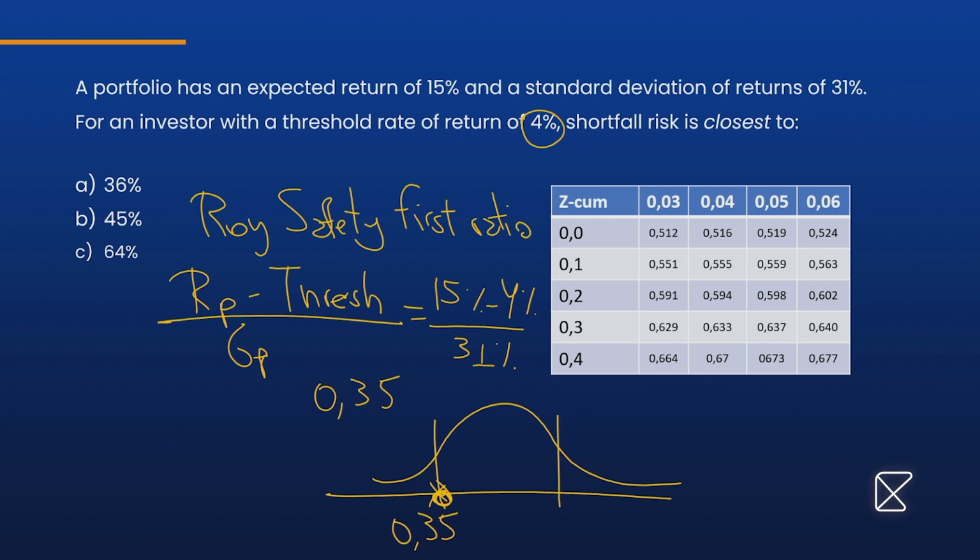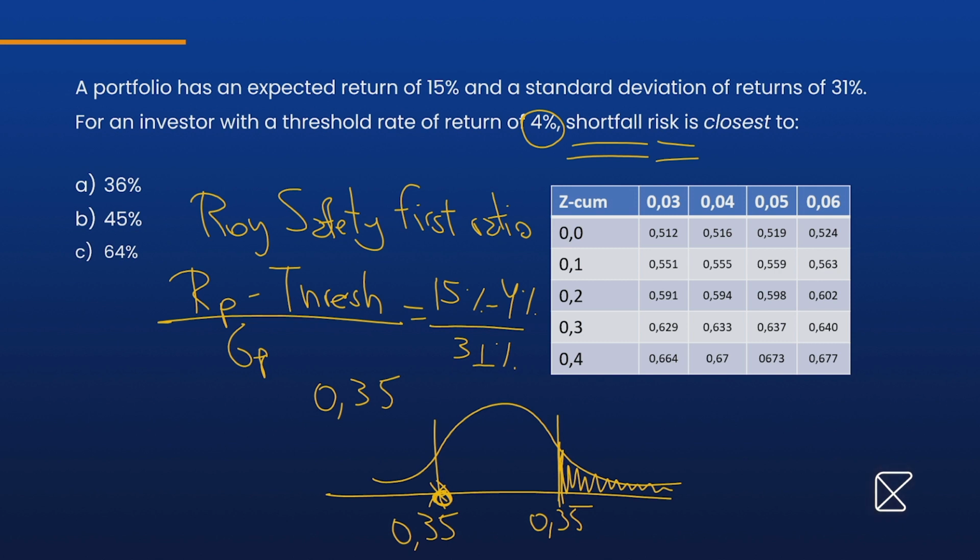In this case, it's better to say it's to the right because it's positive. So it's right here. So whatever you have to the right is the probability that you will get more than necessary, more than the minimum you require. But what's to the left, the accumulated term to the left, means the probability that you get less than you wanted. In other words, the probability that you will get less than 4%, less than your threshold. And this is the shortfall risk he's asking you. So this is the information we want.